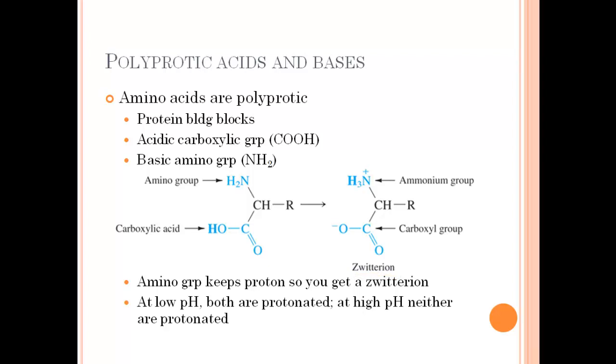At low pHs, both the ammonium group and the carboxyl group are going to be protonated, but if you're at high or basic pHs, neither of them are going to be protonated. So now we know some new terms. We know what a Zwitterion is. We've reviewed what amino acids are and what makes them amino acids. The amino part is the NH2 group and the acid part is the COOH.